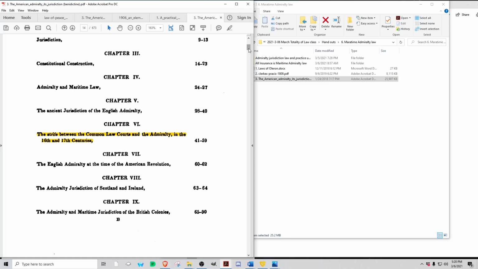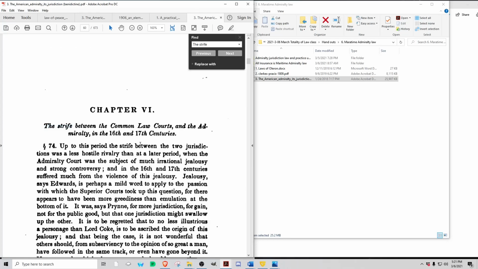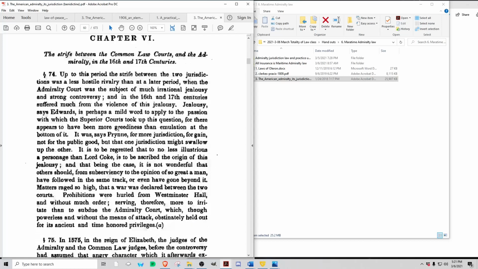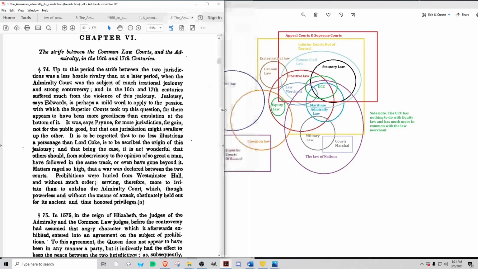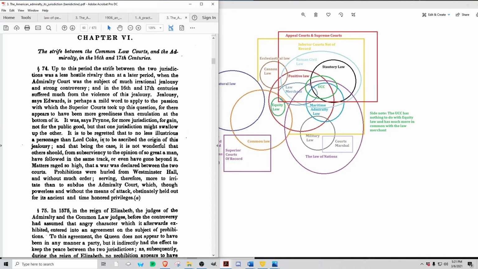Let me scroll down here really quick, there we go. All right, so the strife between the common law courts and Admiralty courts of the 17th centuries. Let me bring up the thing here so we can take a look at this at the same time we're reading it. So up to this period, the strife between the two jurisdictions was a less hostile rivalry than at a latter period, when the Admiralty Court was the subject of much irrational jealousy and strong controversy. Yeah, irrational jealousy? Not exactly. I still have the same problem with it today.